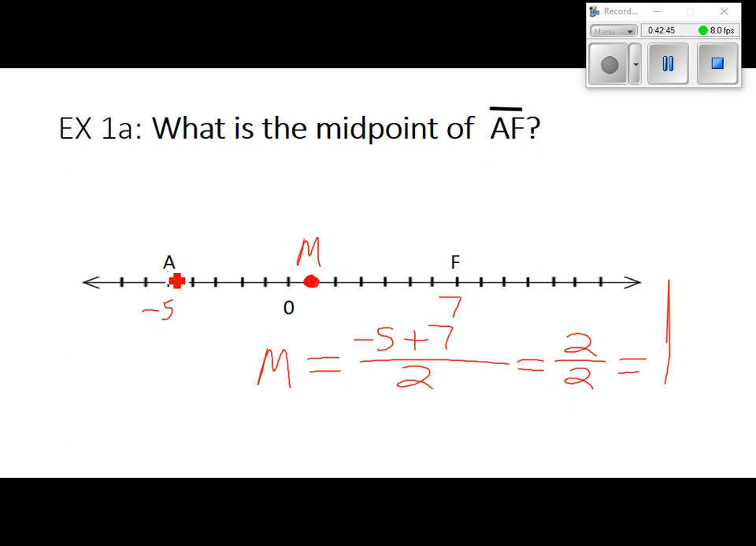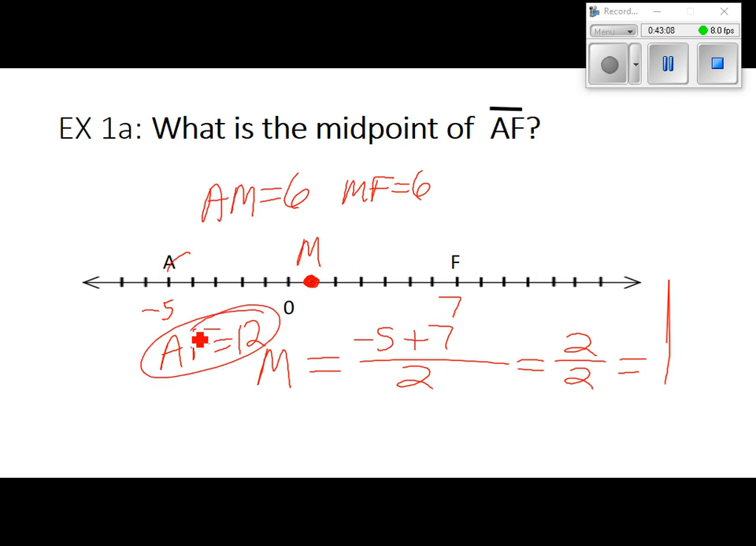What can you tell me about the length of segment AM? It's congruent to MF. That's true. It's congruent to MF. Tell me the actual length of AM. 6. How long is segment MF? 6. How long is segment AF? 12.